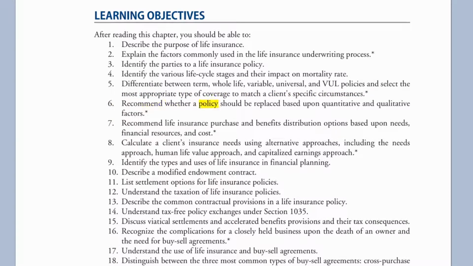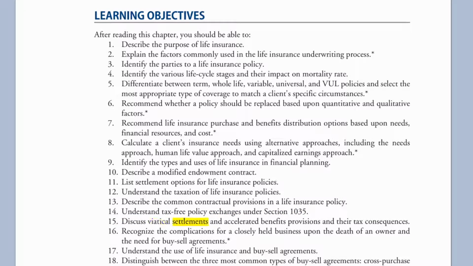6. Recommend whether a policy should be replaced based upon quantitative and qualitative factors. 7. Recommend life insurance purchase and benefits distribution options based upon needs, financial resources, and cost. 8. Calculate a client's insurance needs using alternative approaches, including the needs approach, human life value approach, and capitalized earnings approach. 9. Identify the types and uses of life insurance in financial planning. 10. Describe a modified endowment contract. 11. List settlement options for life insurance policies. 12. Understand the taxation of life insurance policies. 13. Describe the common contractual provisions in a life insurance policy. 14. Understand tax-free policy exchanges under Section 1035.